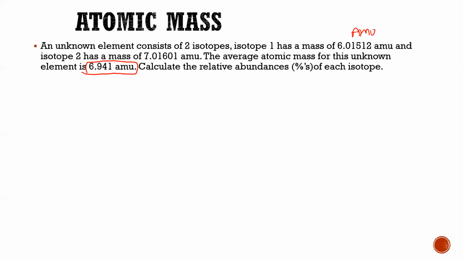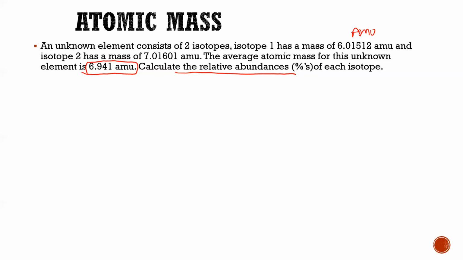But that's not what this question is asking you. It's not telling you to identify the element. That would be too easy. It's asking you to calculate the relative abundance, or the percent, for each isotope. Now, how are you going to do that? You don't have the percents.